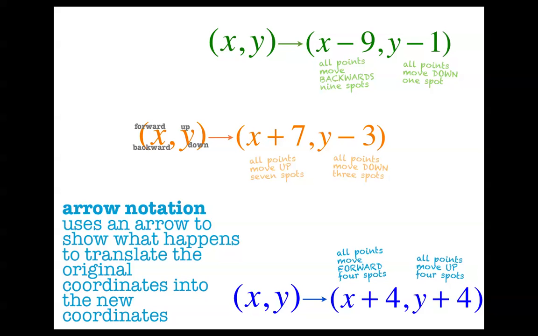So a plus 7 on the x means we're going up 7. No, that's not true. That was a typo. That should be all points move forward 7 spots or to the right 7 spots, not all points move up 7 spots. Typo. Sorry about that. But the second part, y minus 3, is correct. All points move down 3 spots. All right, by the way, the x being the forward backward is another way of saying the left right.